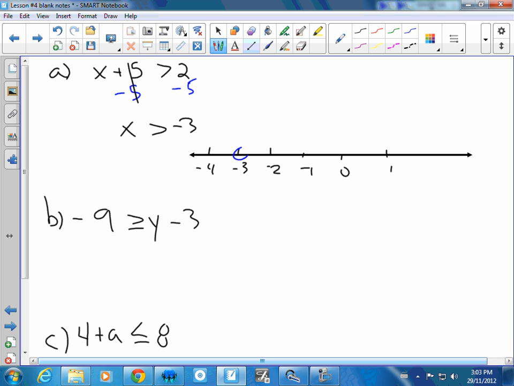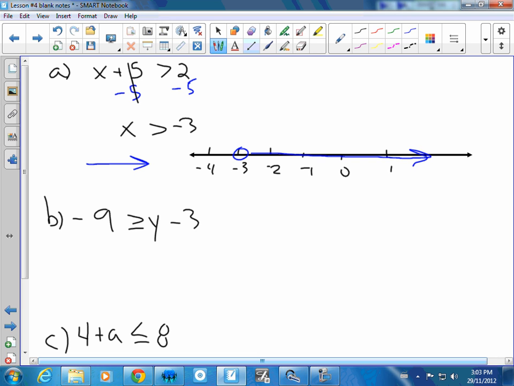Now, if the variable's on the left and the number's on the right, you just look at this inequality sign and pretend it's an arrow, like the head of an arrow. So if this is the head of an arrow, which direction is it pointing? To the right. So guess which way your arrow goes? To the right.